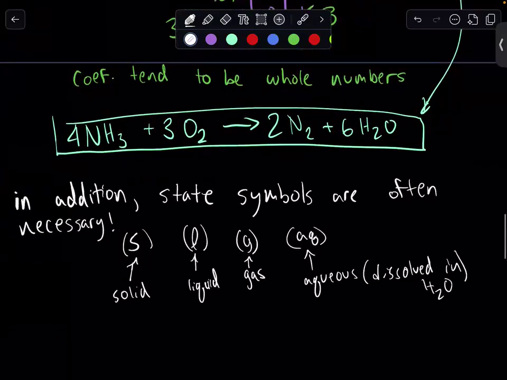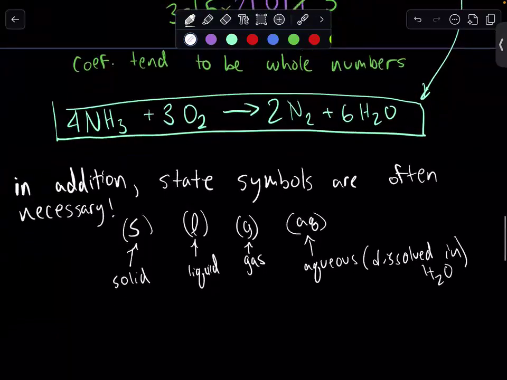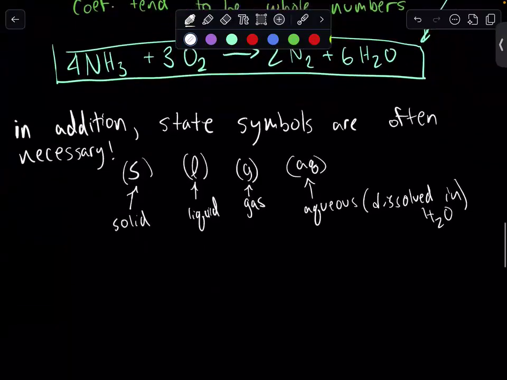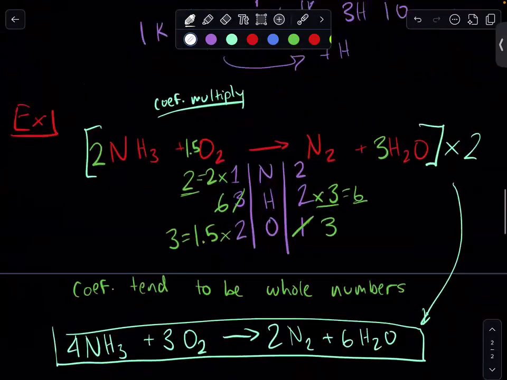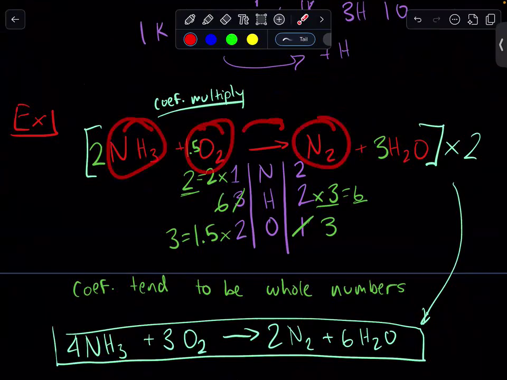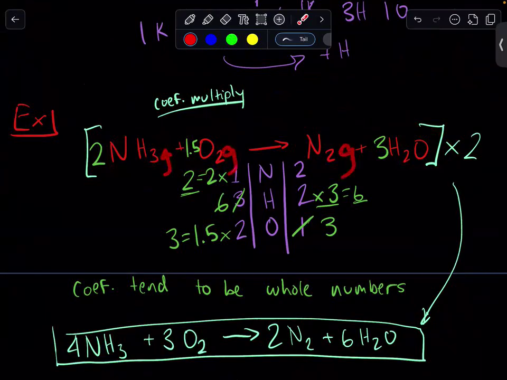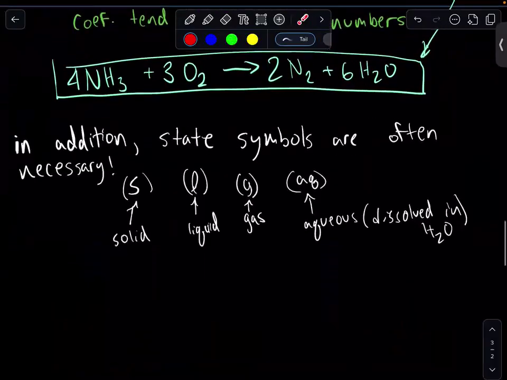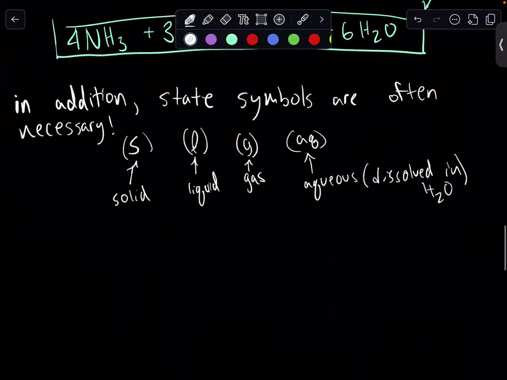So a couple ways to easily remember how these state symbols are used: one, an equation will often tell you. So in this previous one, someone might say ammonia gas with oxygen gas reacts to form nitrogen gas and water. Not water vapor, just water. So you know that it is gas, gas, gas, liquid. So usually it tells you, but you do sometimes just have to know for the DP. So I'll give you the general lowdown on how these go.